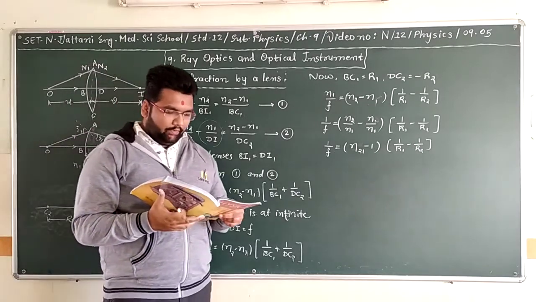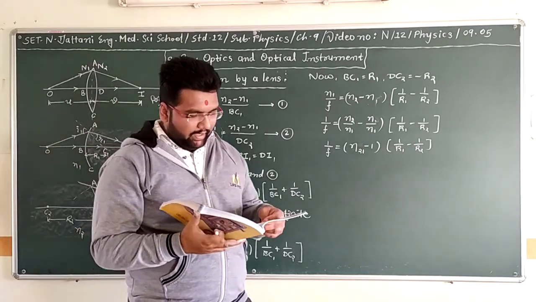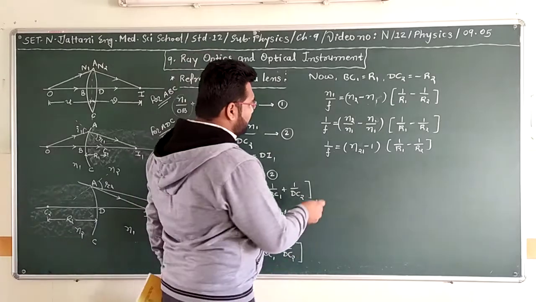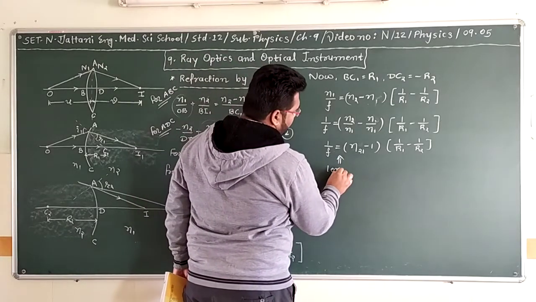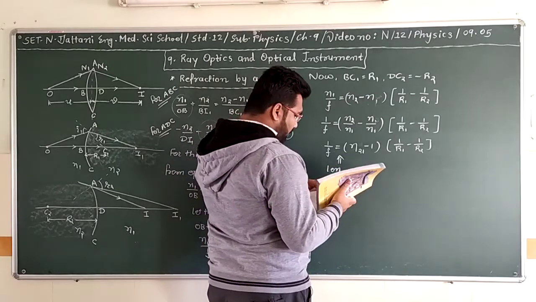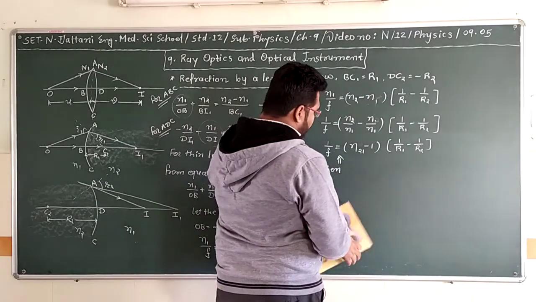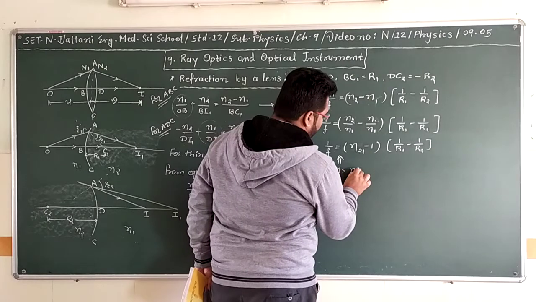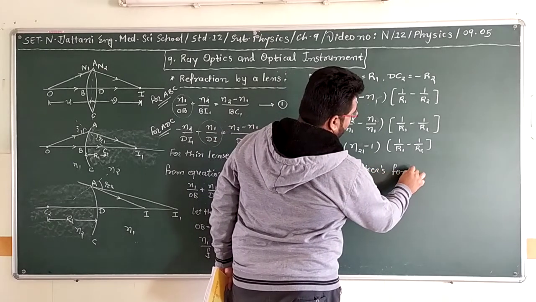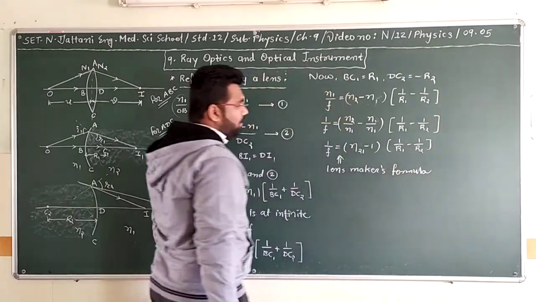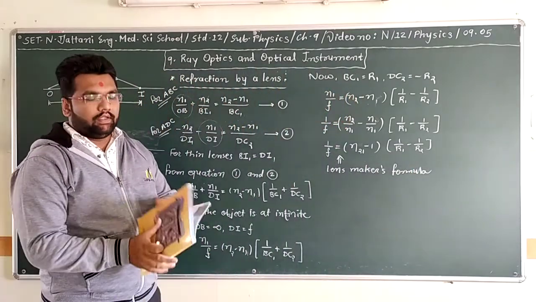Now this equation is known as the Lensmaker's formula. This is known as the Lensmaker's formula.